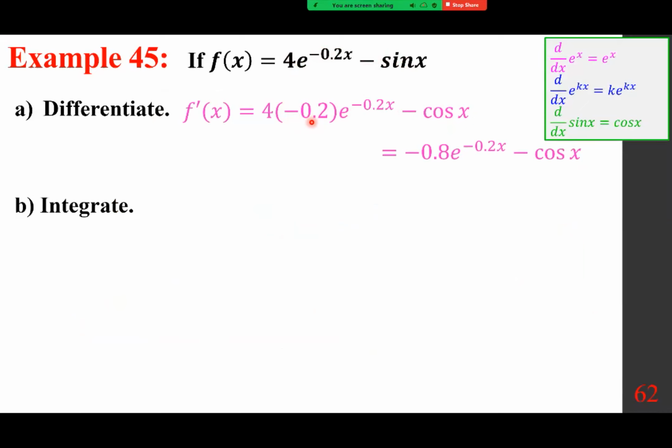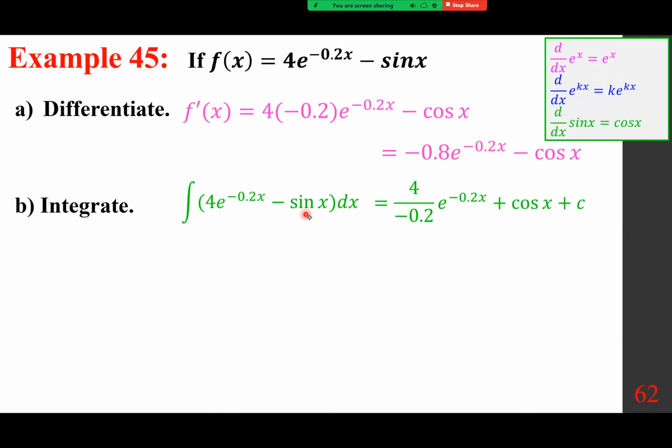Now, if you want to integrate, by the way, you have to have a dx next to it. Okay, you have to have a dx. And I want to remind you, when you want to integrate, then you divide by -0.2. That's the difference. And remember, the derivative of sine is cosine, but the integral is minus cosine. So minus becomes plus, and of course, a constant. So that was really the key. I wanted to make sure everybody understands. And 4 over -0.2 is minus 4 over 0.2, which gives us -20 e to the power minus 0.2x plus cosine x and a constant.